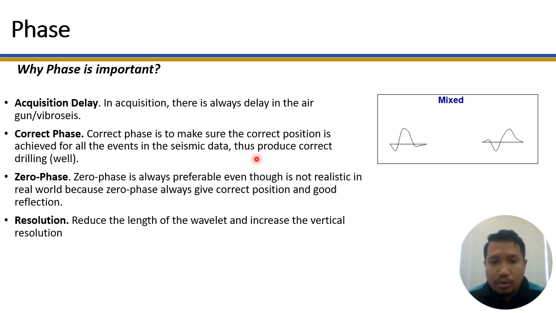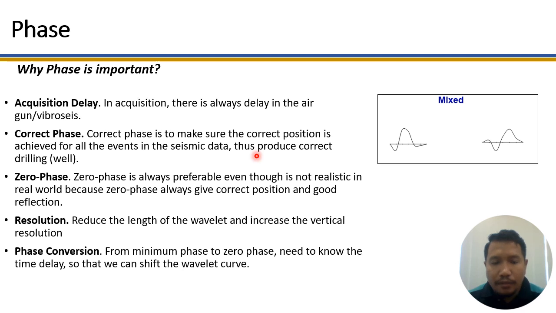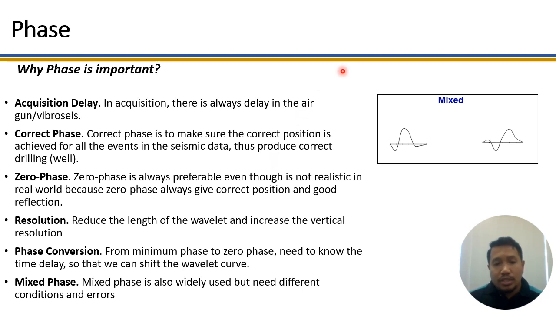And then we also have phase conversion. Phase conversion is the process of converting seismic data from minimum phase to zero phase. Minimum phase data is data that has been processed to remove all phase shifts that are caused by the seismic source and the seismic equipment, while the zero phase data is data that has been processed to remove all phase shifts. And then we have the final one on why phase is important, which is the mixed phase.